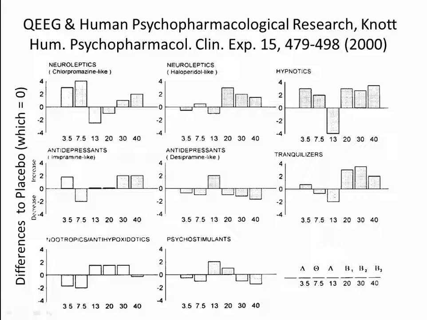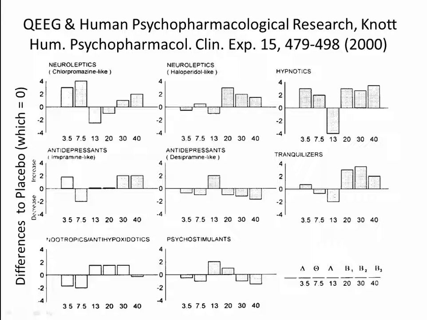This is a study by Knott, and this was published in 2000, so it's getting a little dated, but it's a pretty well done study. It's a study that compares the active medication with the placebo effect, and in this graphic we see the placebo effect as the 0 line and the effect of the medication as deviations in the positive or negative direction by frequency.